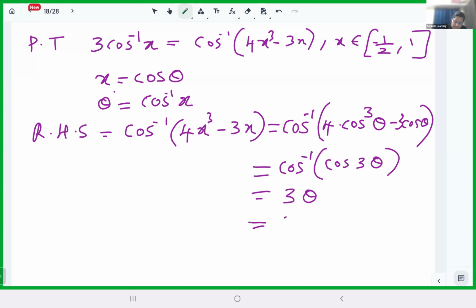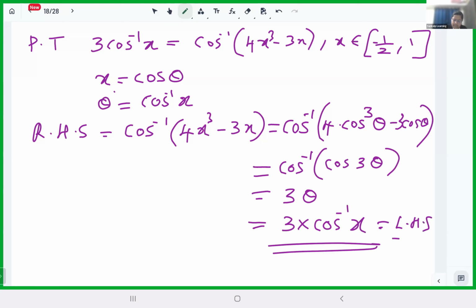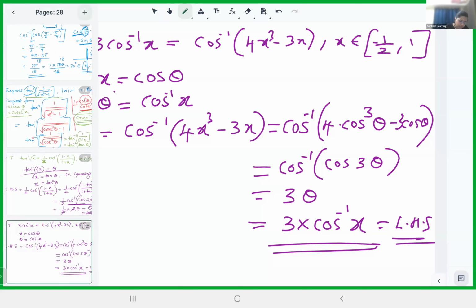And what is this theta? 3 into cos inverse x. Okay. That was our LHS, right? So RHS is equal to LHS. So we proved that identity, that is 3 cos inverse x is equal to cos inverse of (4x cube minus 3x). All right. Now we are moving on to the next question.